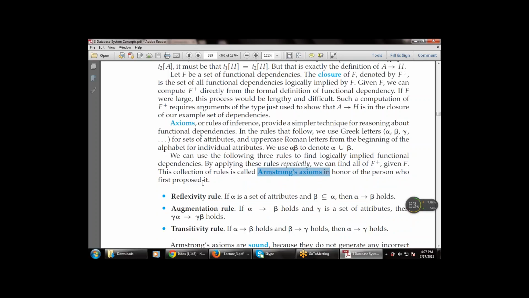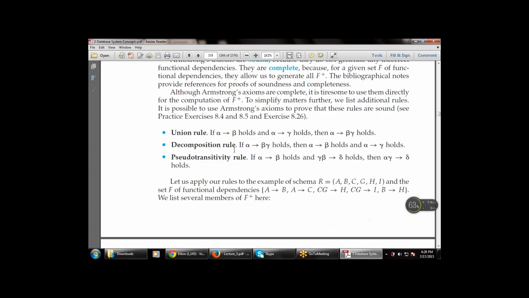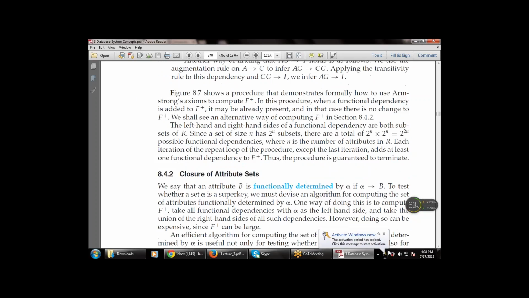The collection of rules is known as the Armstrong axioms, in honor of the person who first proposed them. So what are the various rules available? One is the reflexivity rule, one is the augmentation rule, and one is the transitivity rule. So these are the three rules of the theory. Then there are the union rule, decomposition rule, and pseudo-transitivity.